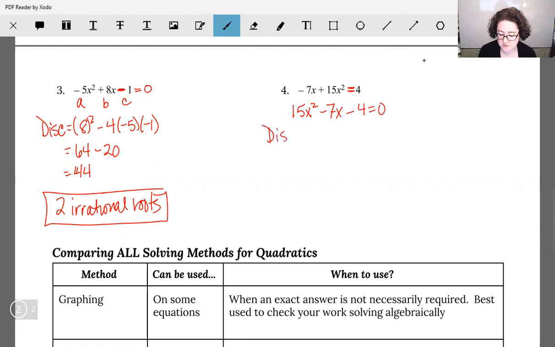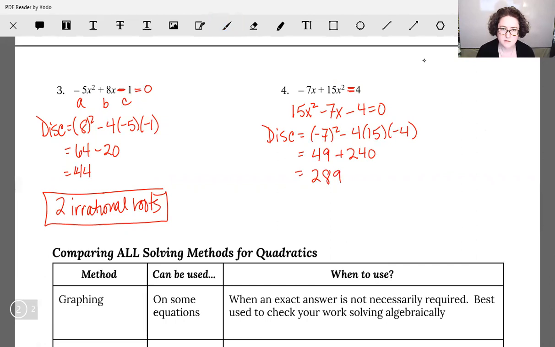Alrighty, now let's look for our discriminant. So b squared minus 4 times a times c. And -7 squared, any negative value squared is always going to give us a positive. We have a -4 times 15 times a -4, which means it comes back out to a positive. So positive 240. So this whole mess comes out to a 289.